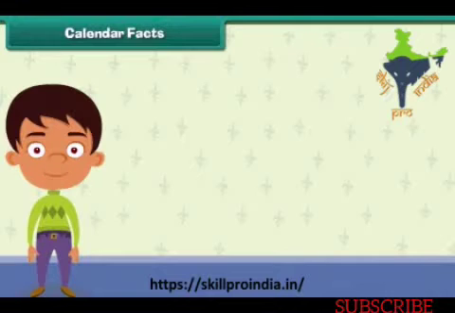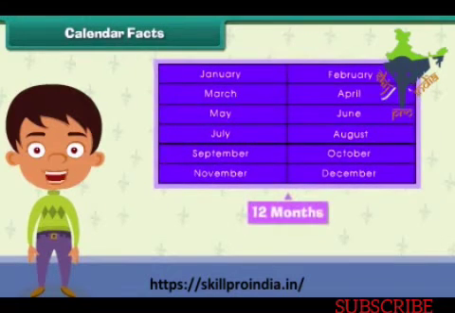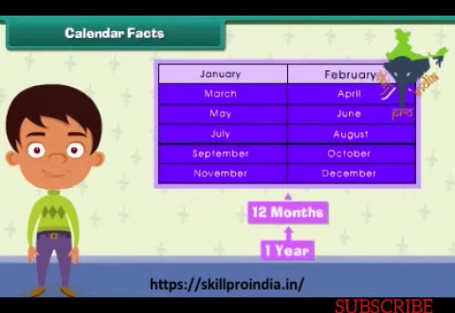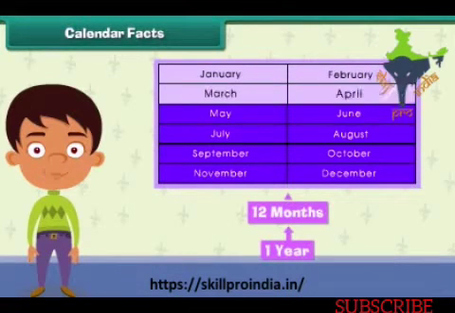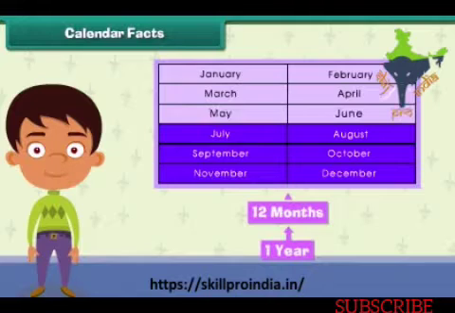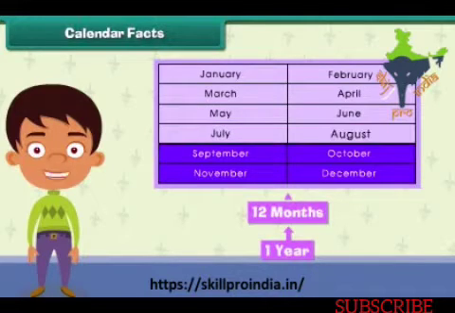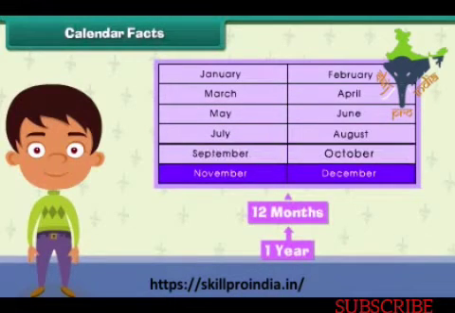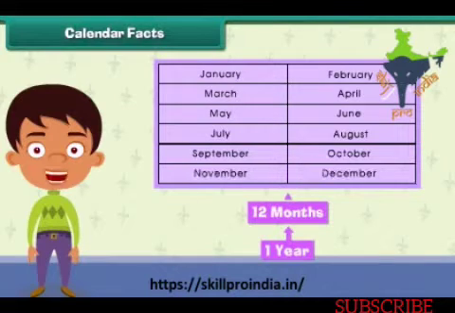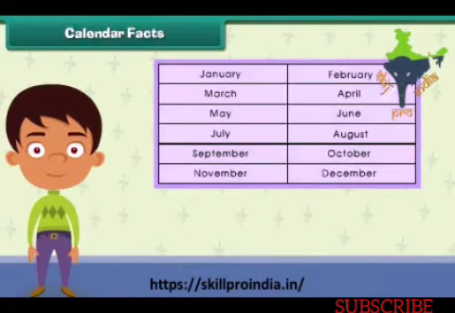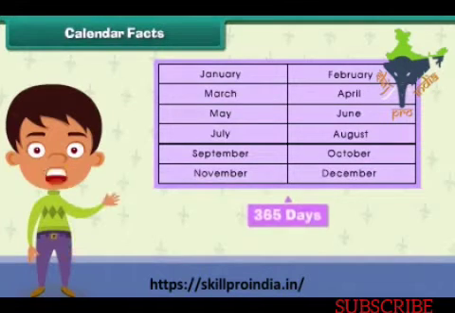Calendar facts. There are 12 months in a year. Months are January, February, March, April, May, June, July, August, September, October, November, and December. When all the days are counted in a year, it sums up to 365 days.